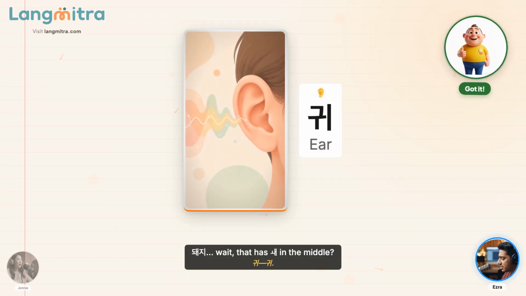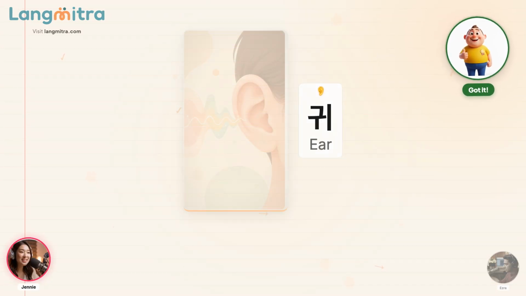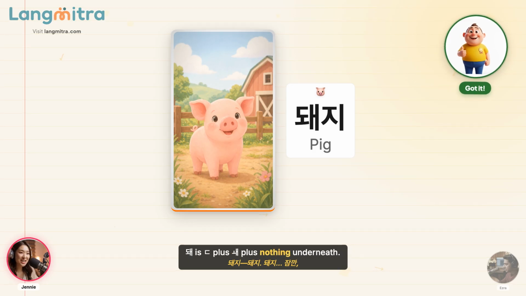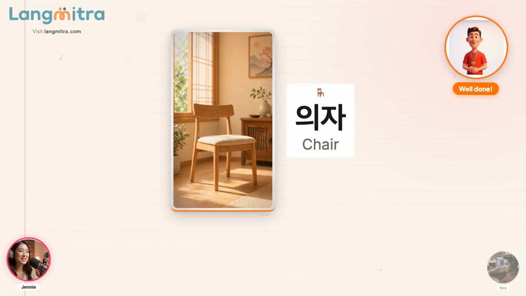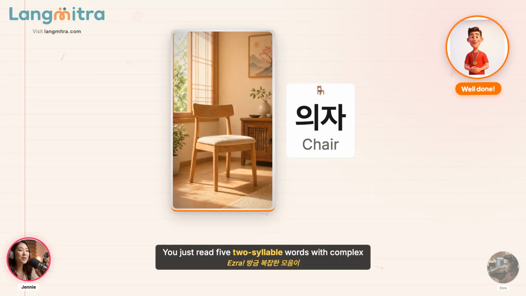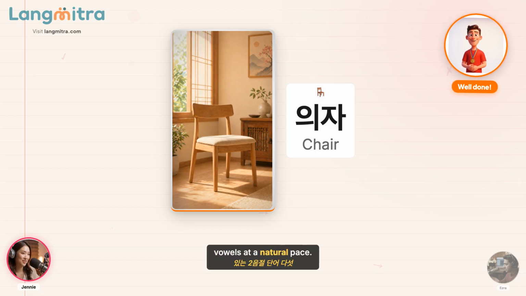돼지. Wait, that has where in the middle? It does. Twe is d plus we plus nothing underneath. You nailed it. Last one. Lija, chair. 의자. Excellent work, Ezra. You just read 5 two-syllable words with complex vowels at a natural pace.